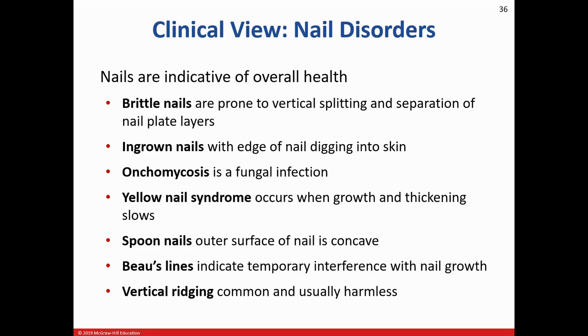Onychomycosis essentially is a fungal infection of the nails. Yellow nail syndrome occurs when the growth and thickening slows. We have spoon nails, where the outer surface of the nail is actually concave. And concave has what we call a concavity, where it's got kind of an indent. Beau's lines indicate temporary interference with nail growth. And then we also have vertical ridging, which is usually common and usually harmless.